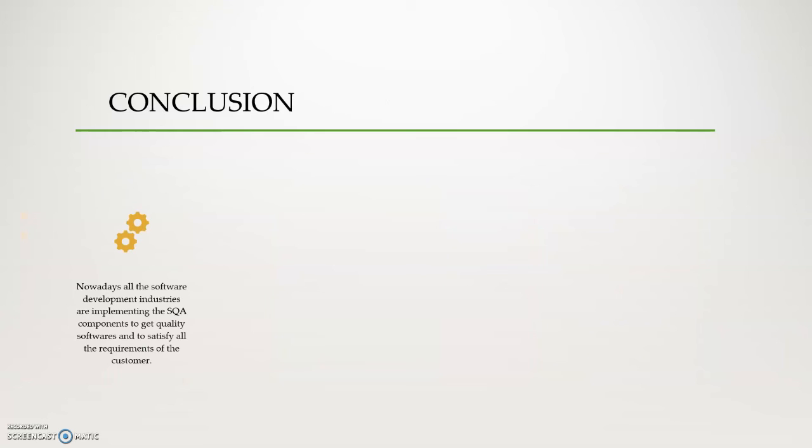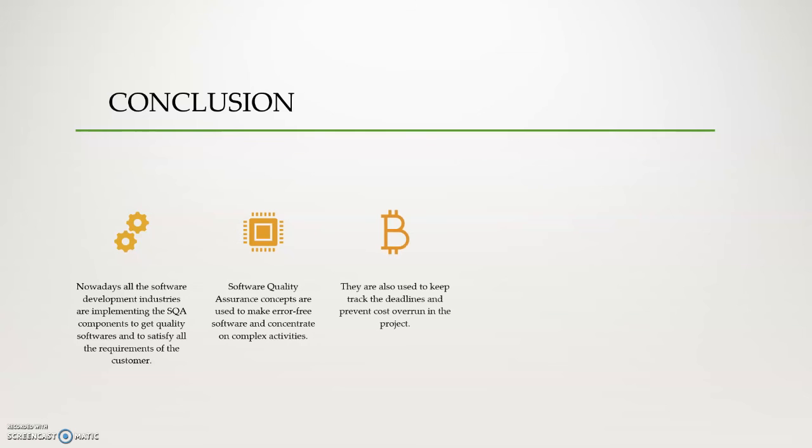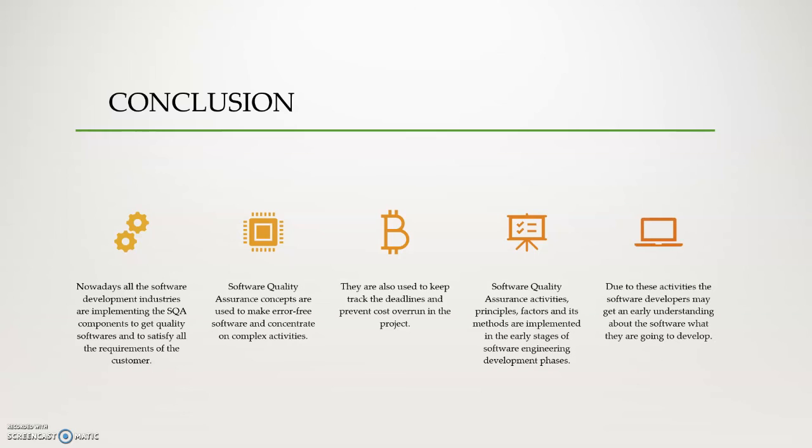So, conclusion. Nowadays, all the software development industries are implementing the SQA components to get quality software that satisfies all the requirements of the customer. Software quality assurance concepts are used to make error-free software and concentrate on complex activities. They are also used to keep track of the deadlines and prevent cost overrun in the project. Software quality assurance activities, principles, factors, and methods are implemented in the early stage of the software engineering development phases. Due to these activities, the software developer may get an early understanding of what software they are going to develop.